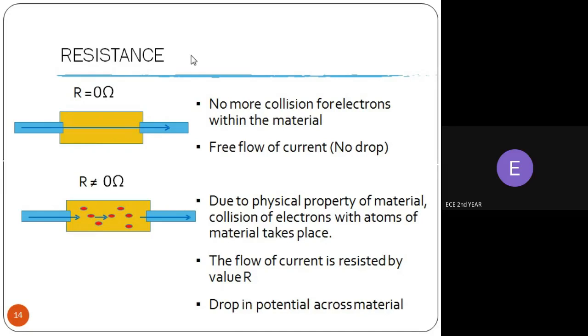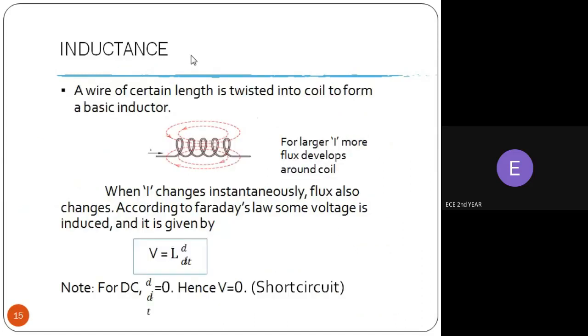So when we include a resistance inside a circuit, it is used to resist the flow of current and will drop the voltage across this resistance. And finally, inductance. A wire of certain length is twisted into a coil to form a basic inductor, which is shown in the figure.